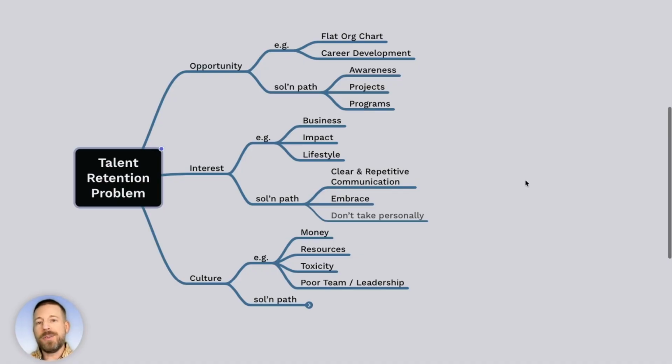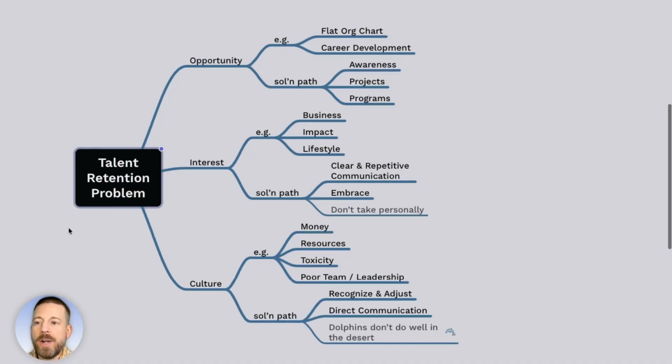So you may look at talent retention as a problem, but if most of your root cause comes from the fact that people are just leaving or certain things are happening where it's kind of out of your control, one, don't take it personally. And then two, we just got to embrace it and maybe rearrange how we think about talent retention. And then culture.